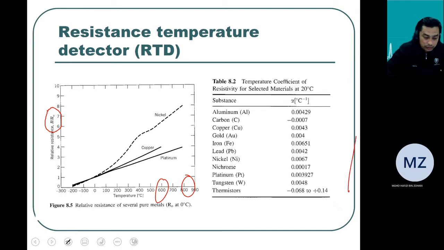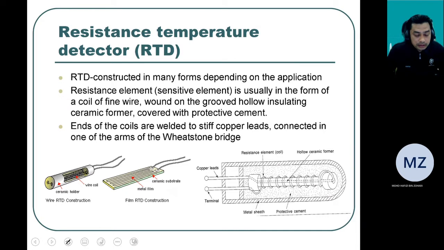If you look at the body of the RTD, this is what it looks like. We have copper leads as the input, and we have another terminal. This is just for positive and negative. Of course, the flow of the electrical current comes in one leg and then gets out the other leg. But it has a coil inside the ceramic container or a metal container.